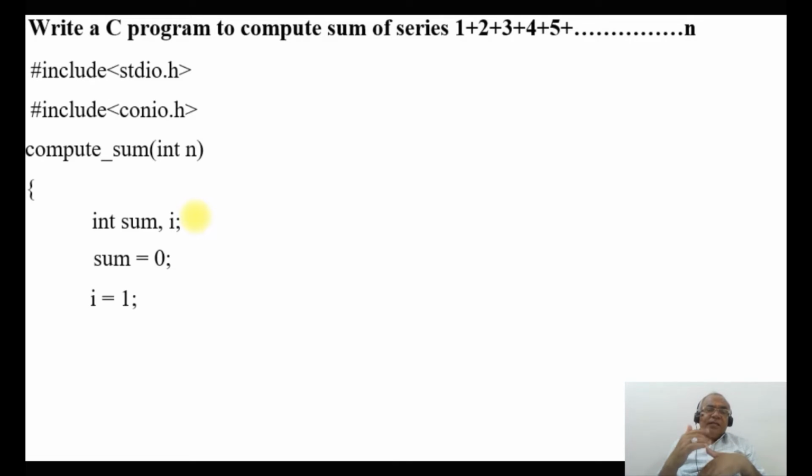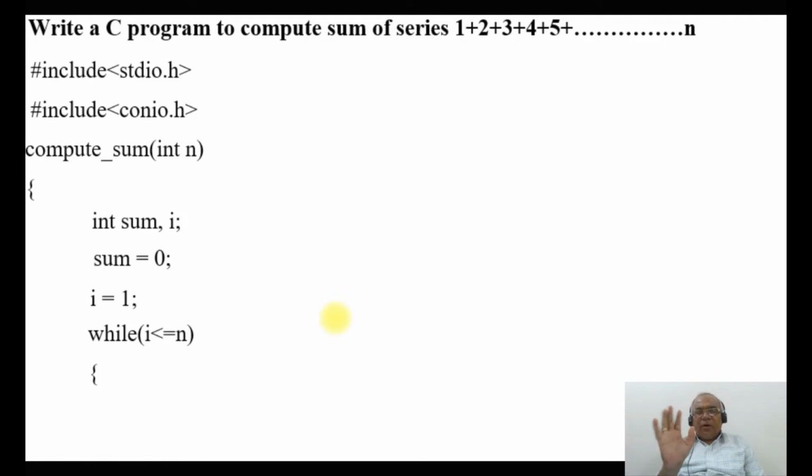Then I need to initialize the value of i, because if I don't specify i is equal to 1, it starts from 0. But here I want it to start from the value of 1, because our values start from 1 plus 2 plus 3. So i will be initialized to 1. Then while i is less than or equal to n.